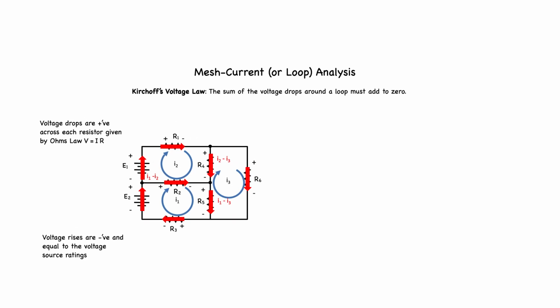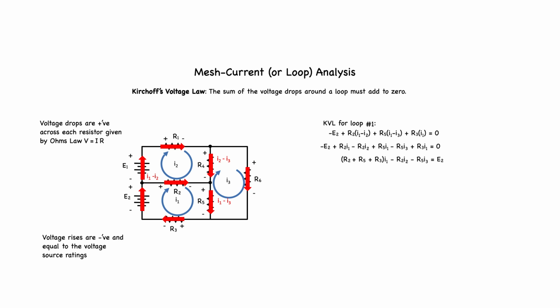For loop number 1, starting with the voltage supply E2, we get minus E2 plus R2 times the quantity I1 minus I2, plus R5 times the quantity I1 minus I3, plus R3 times I1, which equals 0. We can expand by removing the brackets to get this equation, and finally collecting like terms, we get this equation.